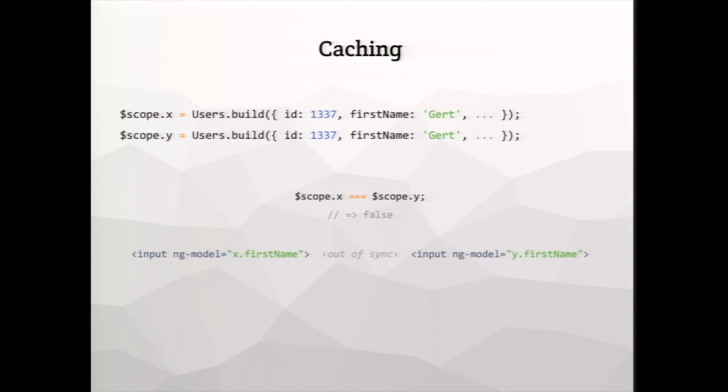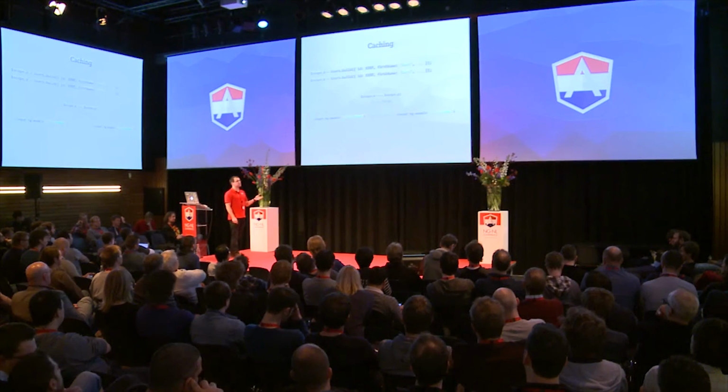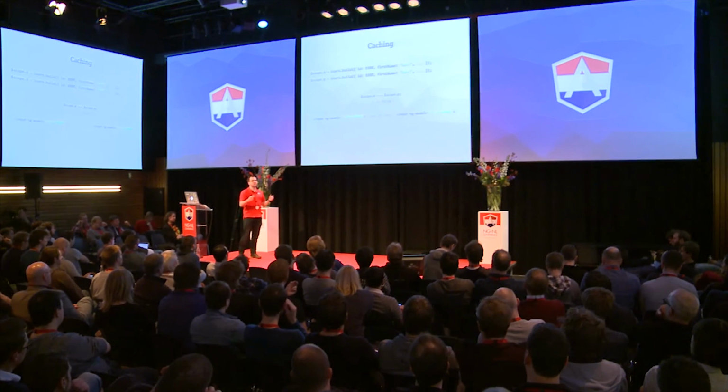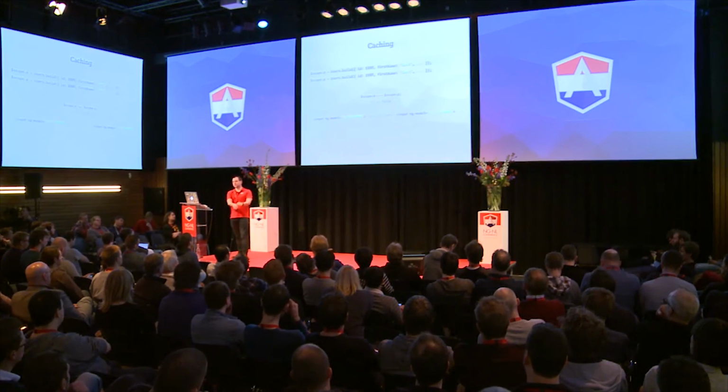But if I then try to compare the two, scope.x equals scope.y, that will return false, because they're not the same object. They have the same properties, but they're not actually the same objects. That also means that in AngularJS, if you use ngModel on X and Y, the two are not in sync. So you type in one, and it does not change in the other place. Which is weird, because you would think it's the same object, at least in the contextual sense.